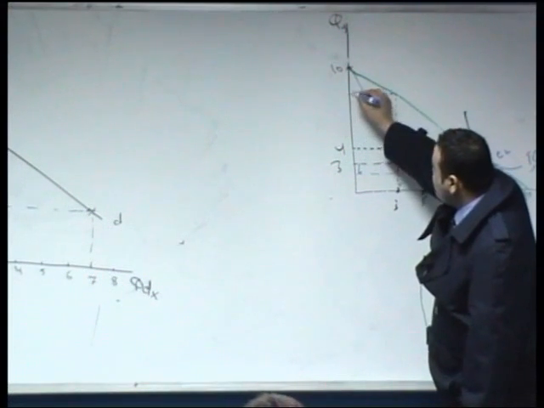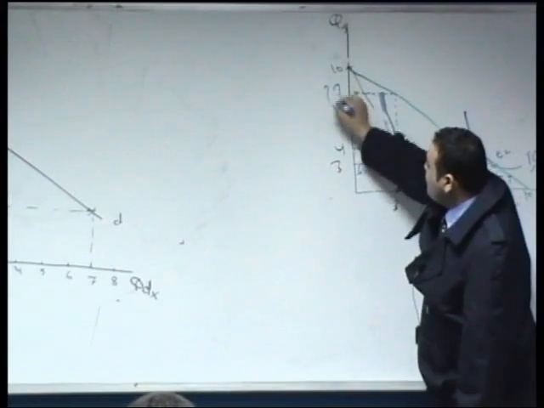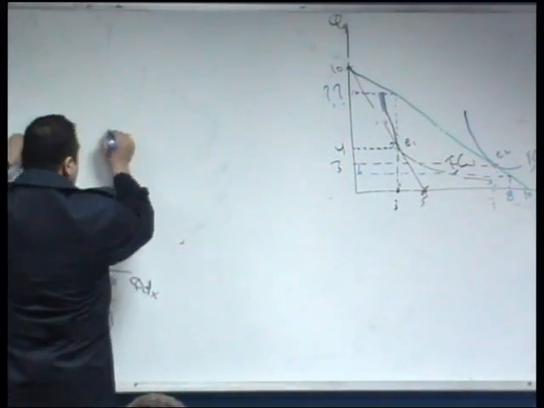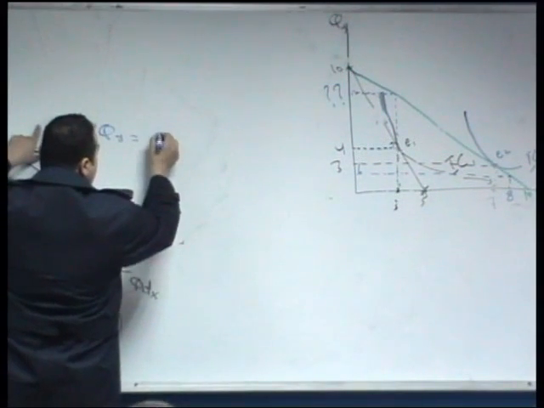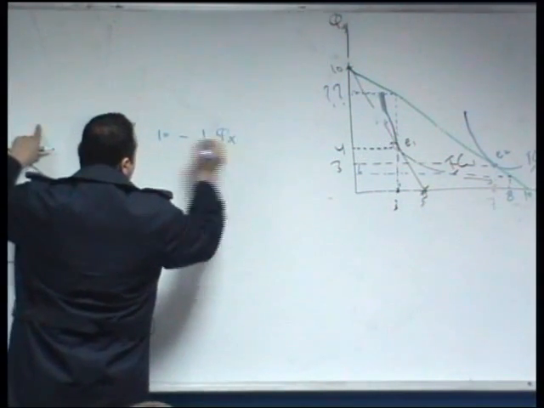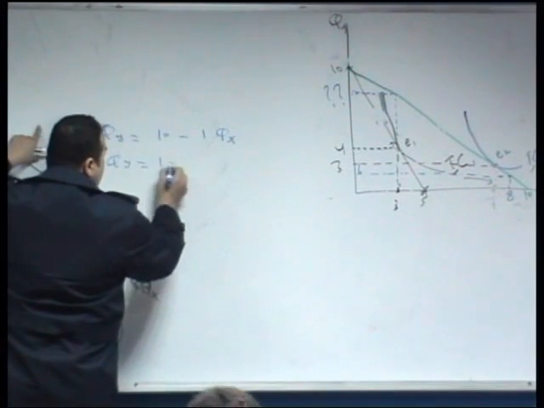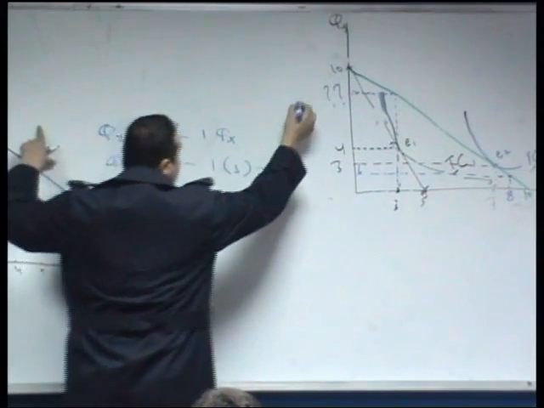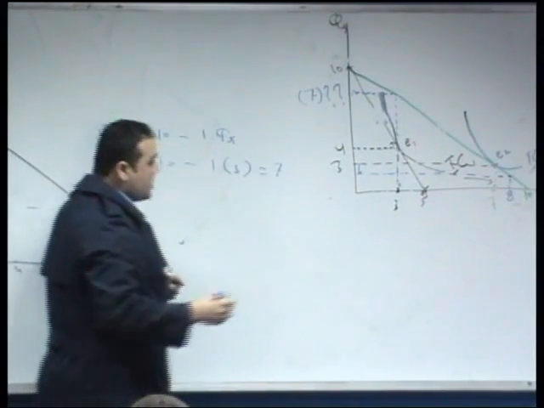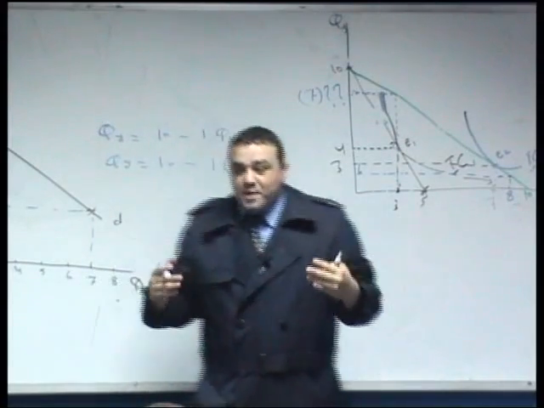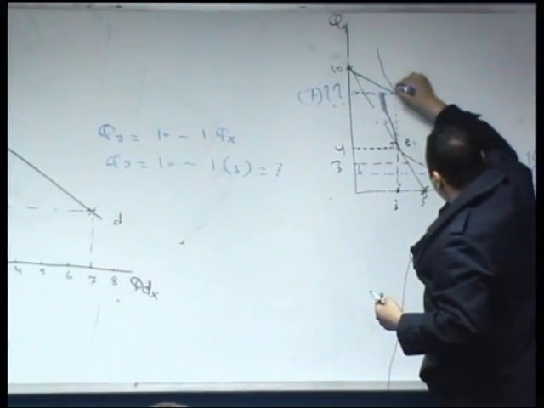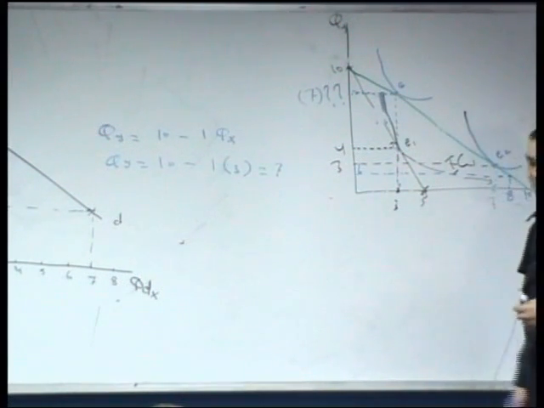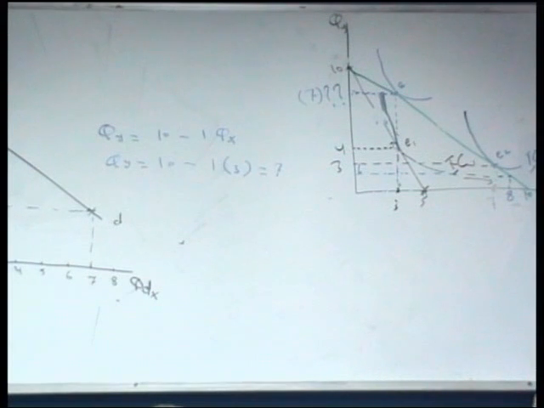How much is the quantity of Y? Direct substitution in the formula, QY equals how much? 10 minus 1 QX. QY equals 10 minus 1 times 3 equals 7, right? This is 7. So here, the new equilibrium would be at this point. Here we have a tangency between the indifference curve and the budget line, right? Okay.